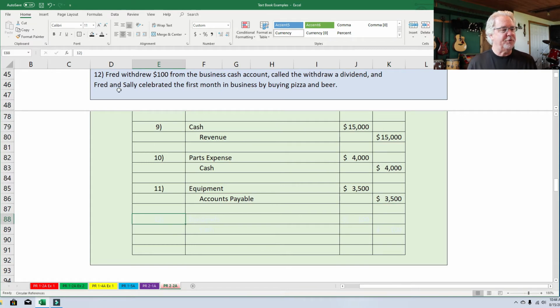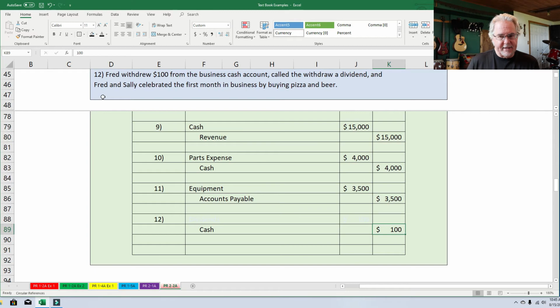Coming down to transaction number 12. All right, Fred withdrew $100 from the business cash account to withdraw a dividend. And Fred and Sally celebrated the first month in business by buying pizza and beer. So they had a good time. And what is going on here is money is coming out of the business. Fred is spending money. So when money comes out of the business, you put cash on the right-hand side. And it's just for $100, but it's important to keep track of this.